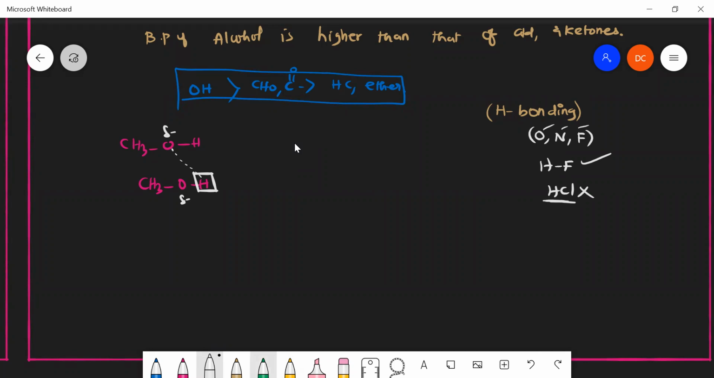I gave a clue also: just remember it as on and off, on and off. Oxygen, nitrogen, fluorine. We discussed many possibilities also: oxygen-nitrogen, oxygen-fluorine, nitrogen-fluorine. So we have many options for hydrogen bonding to exist. Hydrogen bonding should be formed between two highly electronegative atoms. If hydrogen is placed in between two highly electronegative atoms, then it forms hydrogen bonding.